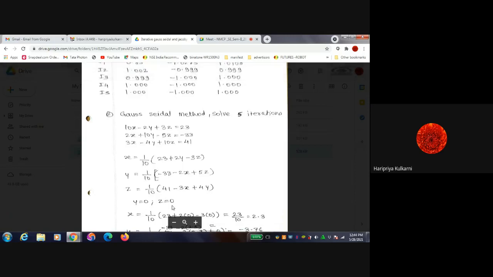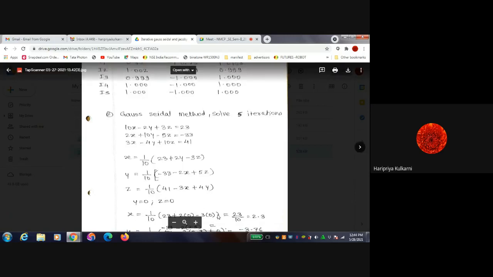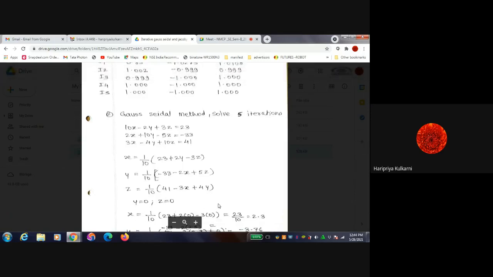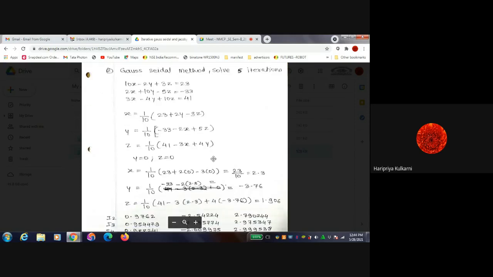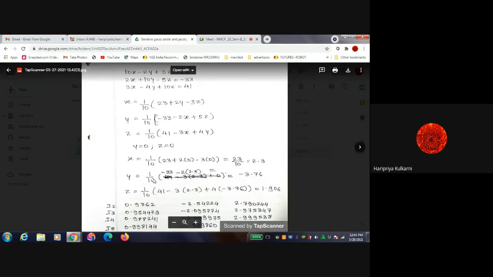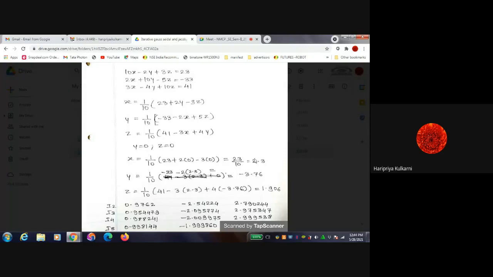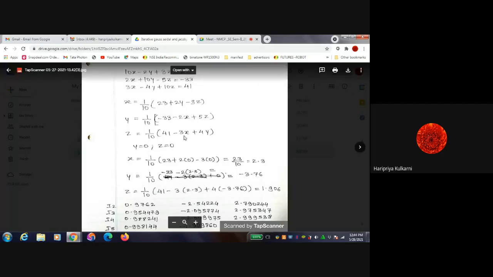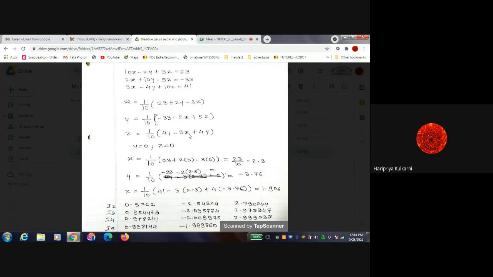Assume y equal to 0, z equal to 0, and calculate x. Now put the value of x and z equal to 0 in the second equation of y, and you can find y. Put the values of x and y in the third equation of z, you just have to substitute and calculate z. So this was the first iteration.